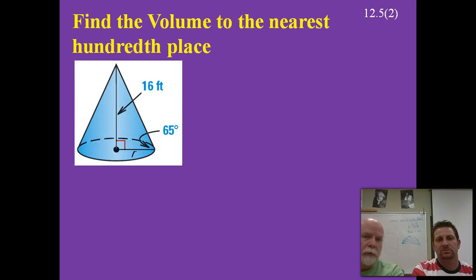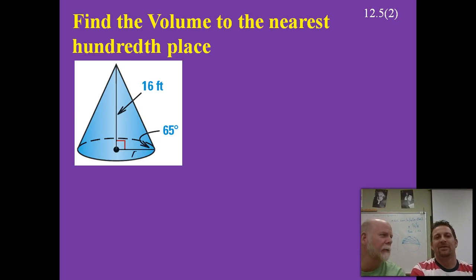So here's another cone. This is a right cone in this case because the point is perpendicular to the center. And so find the volume to the nearest hundredth place. So basically the same thing we just did. We're just not doing it exactly. We're rounding off here. A little bit more complicated process, though.